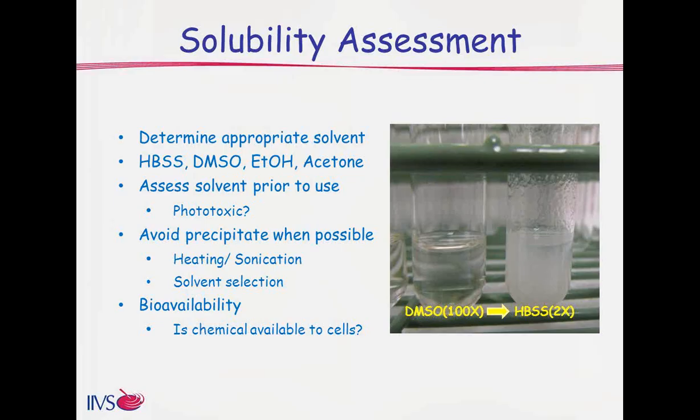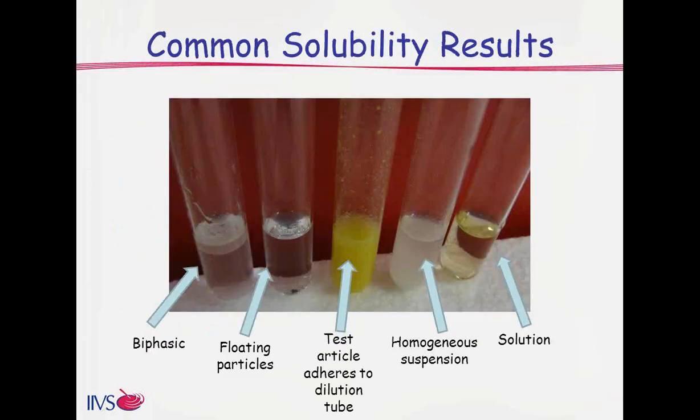Now, we have seen that homogeneous suspensions can be tested, and they also do exhibit appropriate responses. The key word here is bioavailability. We have to make sure that our cells are available to interact with that test material. So you can see on the right here, we have a graphic representing our test material dissolved in DMSO first and then transferred to HBSS. You can see how the test article has precipitated out upon transfer. It's important that things like that are assessed prior to moving forward.